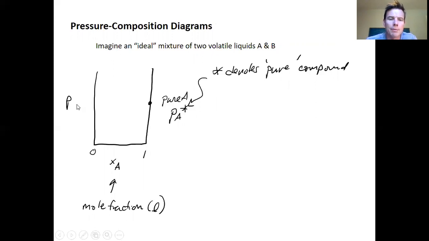And in my pressure-composition diagram, then, I'm going to make a phase diagram. Pressure's on the y-axis. Mole fraction of A is on the x-axis. To be clear here, x_A refers to the mole fraction in the liquid phase. So if I'm at 0, I have no A present. If I'm at a mole fraction of 1, it's pure A. And the way you denote pure substances typically is by adding a star. So if you ever see the asterisk star, it denotes a pure compound.